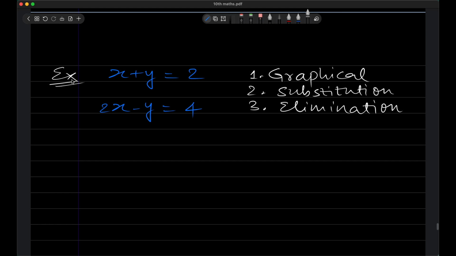We are going to solve this example using graphical method, substitution method and elimination method. We are given the pair of linear equations x plus y equals 2 and 2x minus y equals 4. Let us solve using the graphical method.